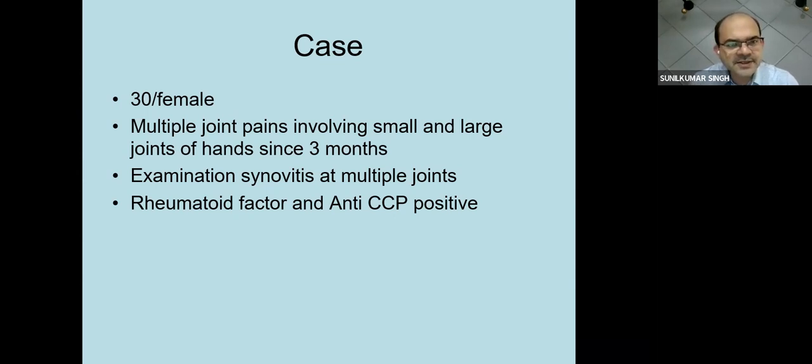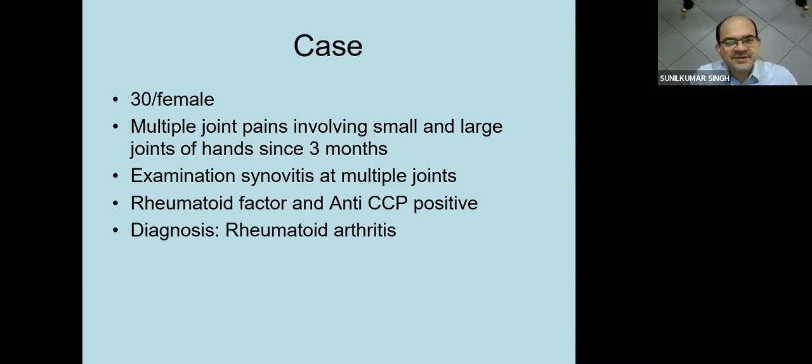I recently saw this lady who came to my clinic, 30-year-old with multiple joint pain since 3 months, delivered about 3 months back, and then gradually started developing this. And on examination, I found synovitis at multiple joints, and on investigations, rheumatoid factor and anti-CCP were positive. And always the first question should be an easy question, I believe, to set up the tone. And therefore, the question is, what is the diagnosis here? And which is very obvious, given the clinical findings, examination finding, and the lab reports, that it is rheumatoid arthritis.